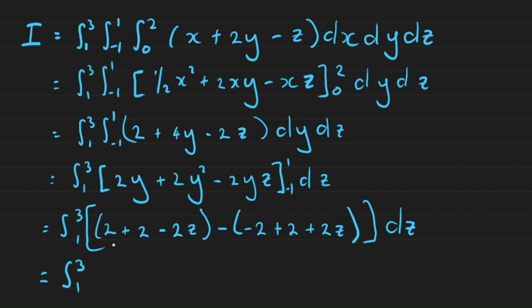Simplifying this, 2 plus 2 is 4, minus 2z, and minus 2 and plus 2 are going to cancel out. So we have minus 2z, so we're left with minus 4z. So now we integrate this. The integral of 4 is just 4z. We have z squared, so that gives us 2z squared, and integrated from 1 to 3.